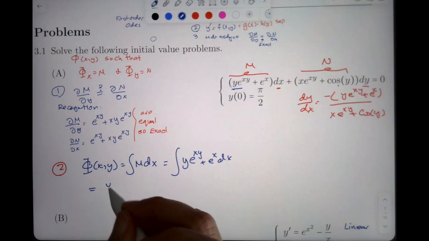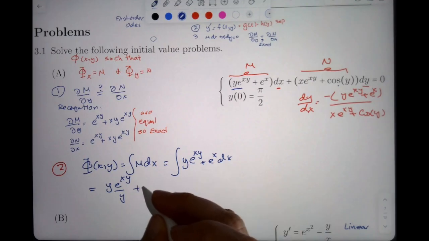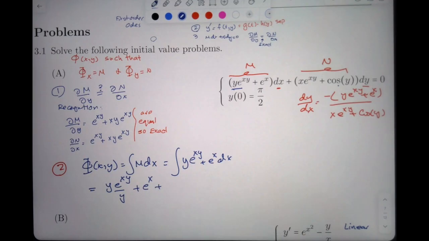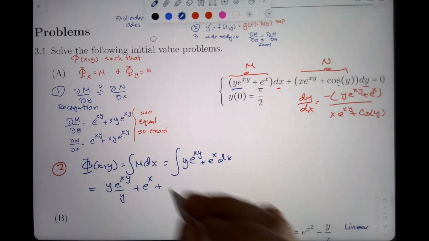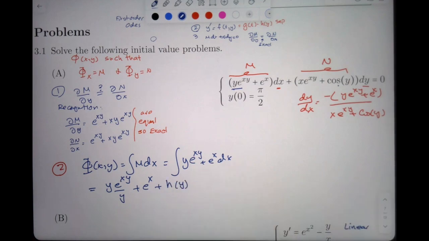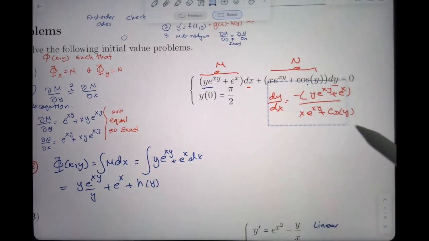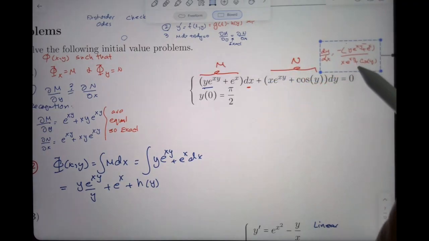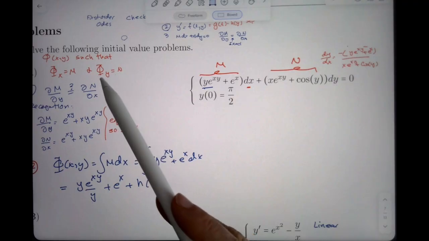And so what I get is y e to the power xy divided by y, and the antiderivative of e to the x is just e to the x. The constant that we typically put in, we have to remember, because we take the antiderivative with respect to x, the constant could be a function of y. So now that we did this, how do I find the function of y that I should have integrated? That's my next question.